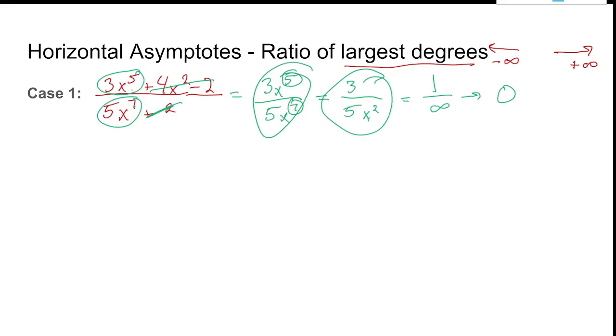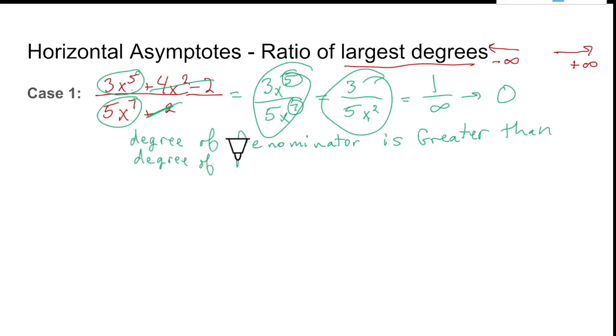Okay, so when the degree of the denominator is bigger, greater. What's a better word? Bigger or greater? Greater than the degree of the numerator, the horizontal asymptote, I use an abbreviation here, is y equals 0.